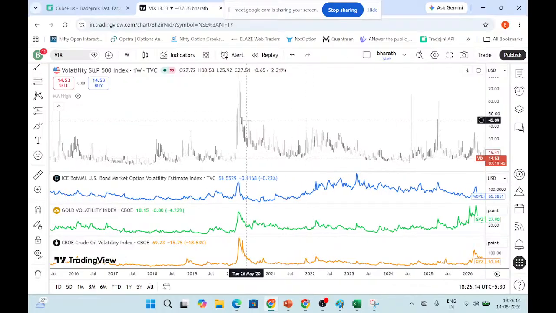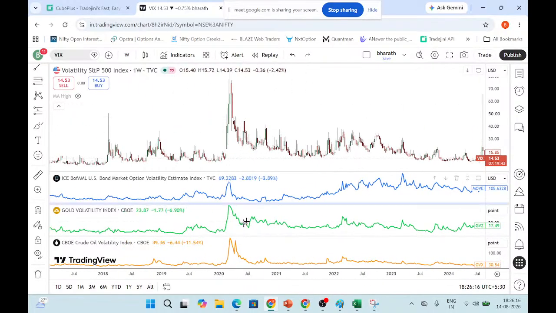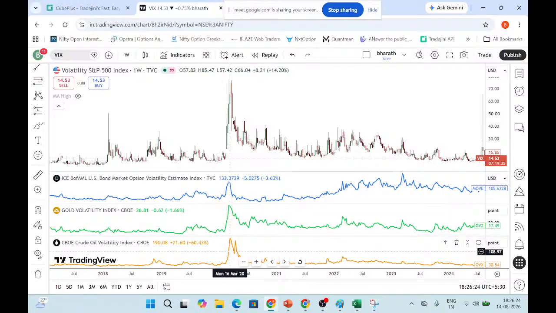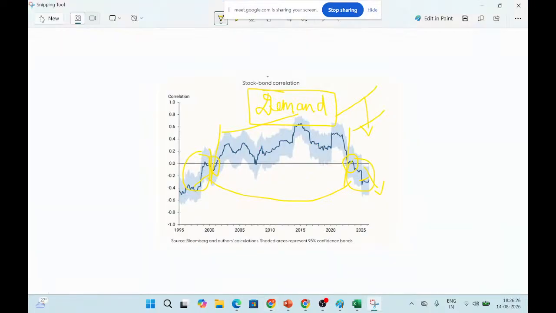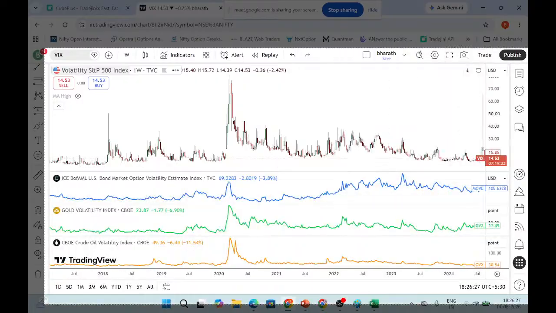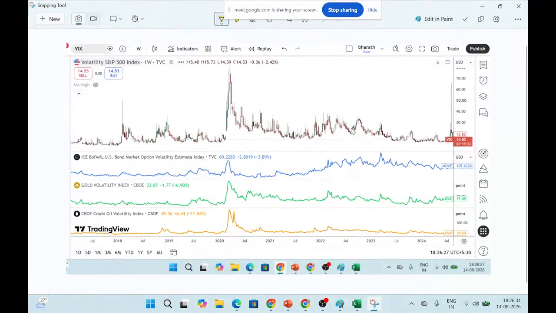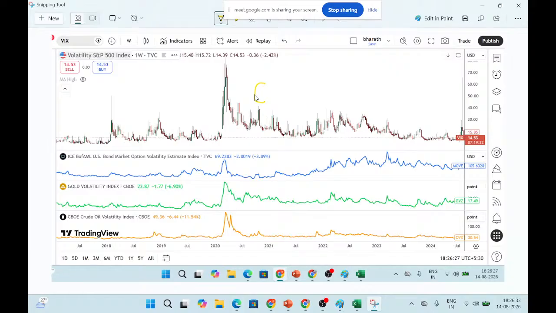This one is basically the fear in the equity market. This is the fear in the bond market. This is the fear in the gold market. This is the fear in the crude market. But why put four things here? Because each speaks differently about the economy. This will speak about fear in equity, this about volatility in the bond market, and this about volatility in the gold market. Because equity fear is there, volatility increases. When volatility increases, we'll see that.